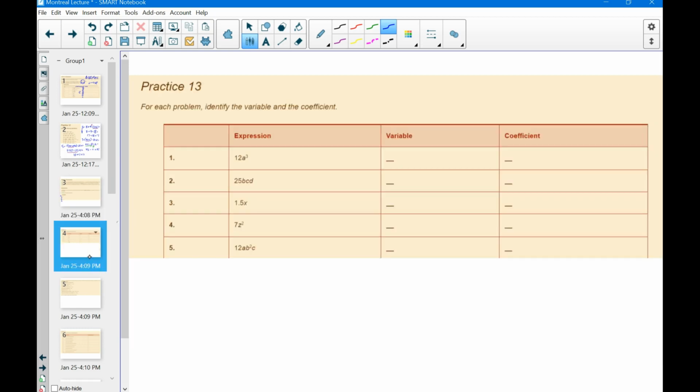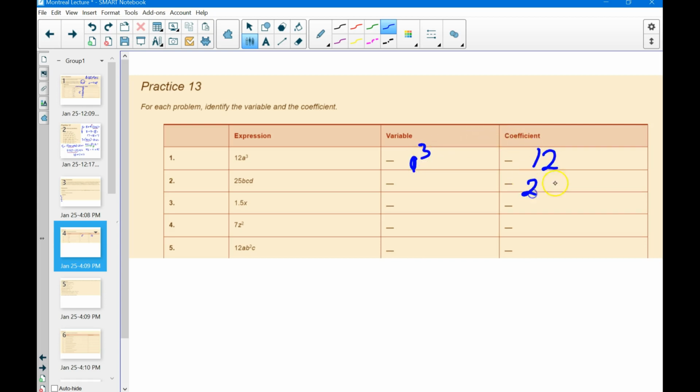So let's take a second. I want to show us the difference between the coefficient and a variable. The coefficient is actually the number that's in front of the variable. In other words, the number that's in front of the letter. So in this case, the first one, the variable is going to be the a cubed, and the coefficient is 12.